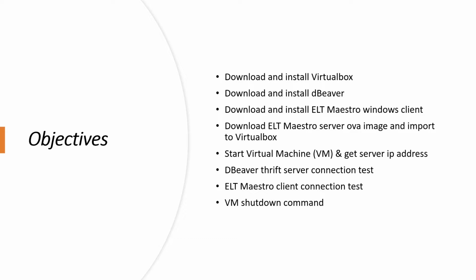In this tutorial, I'll show you how to get started working with ELTMaestro Virtual Machine or VM image. We will cover download and install of Virtualbox, DBeaver, ELTMaestro Windows client, downloading and importing ELTMaestro server image into Virtualbox, starting Virtualbox and getting server IP address, using DBeaver and ELTMaestro Windows client to do a connection test. And finally, command to shut down virtual machine when finished.